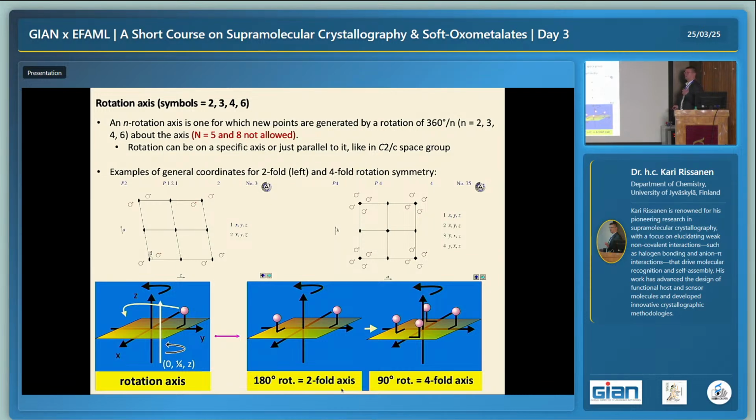And luckily the computer program also knows all these things. So we don't have to worry about how the coordinates will change. But that's the idea. And we'll discuss these notations a little bit more later on.